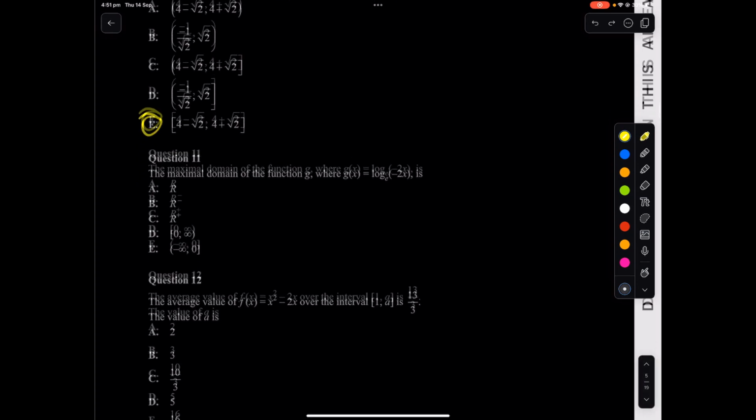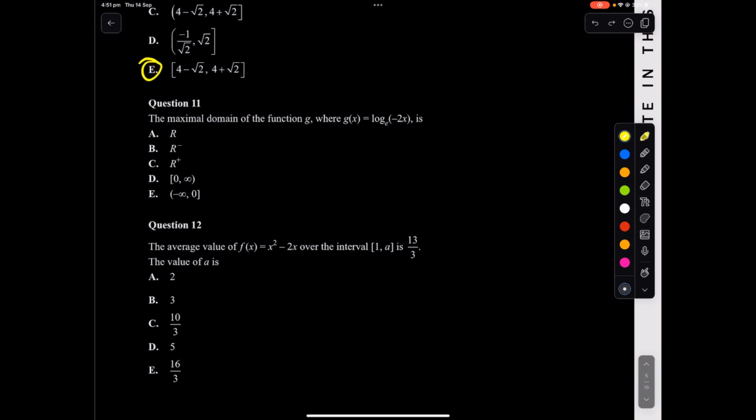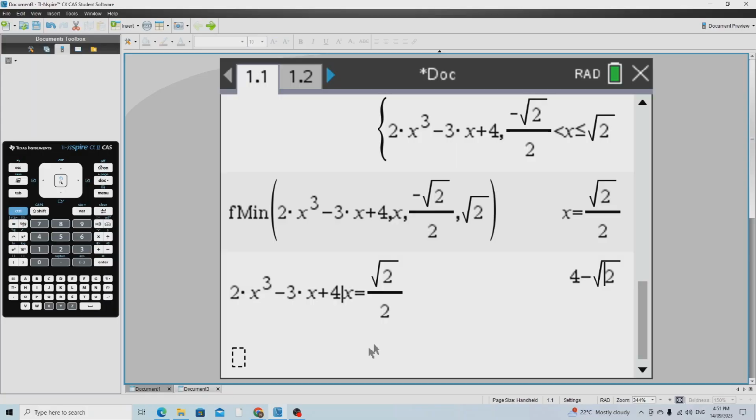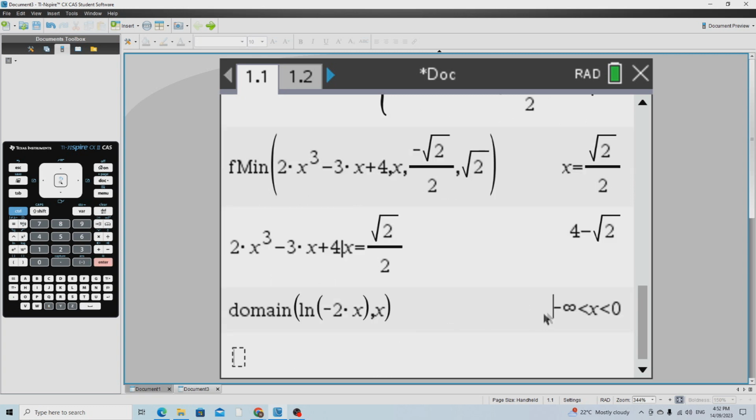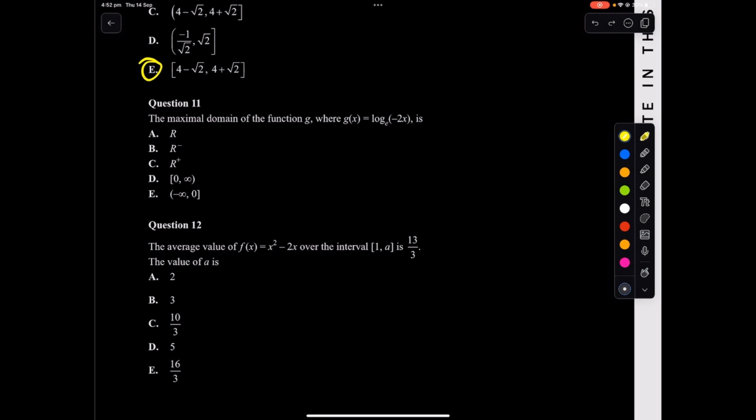The maximal domain of the function g of x is what? Okay, this is not too bad. I'll just go on my calculator and say domain of natural log of negative 2x, comma x. Aha, it gives you this over here. This is your answer. So we're saying from negative infinity to 0, not included. Well, this can be written as all reals minus, anyway. So B should be your answer.